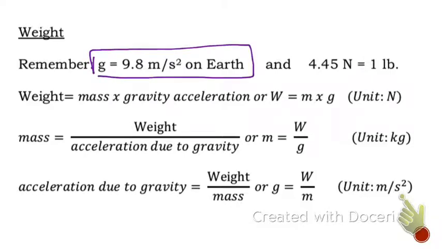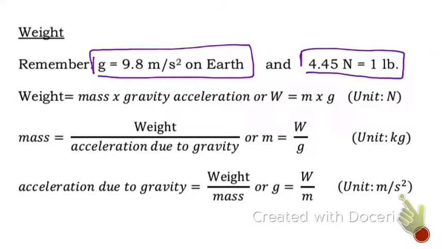We haven't really used an equation with a constant. A lot of times, unless it specifies that you're somewhere else, you can safely assume that the problem is taking place on Earth, and this is your acceleration due to gravity. There's another important piece of information up here, and this is this conversion factor.